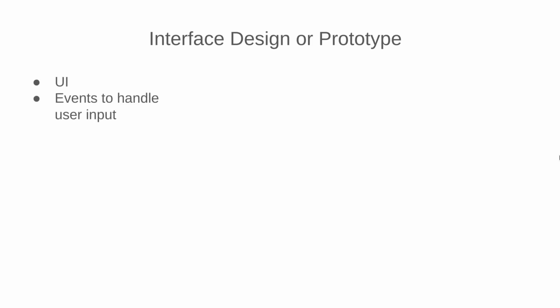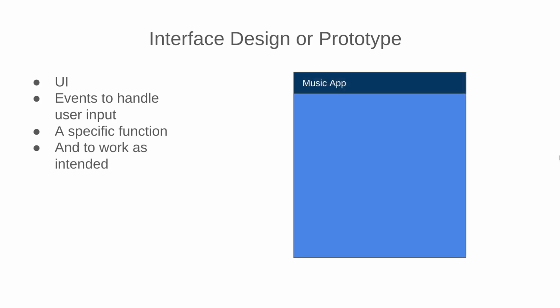Okay, let's say you want to design an interface for an application. An application could need the following things: a user interface, events to handle user input, a specific function, and yes, to work as intended. Now let's imagine a music app. So what do we need? A background, a body to arrange songs in, different filters, an area to play, pause and loop songs, and so on.